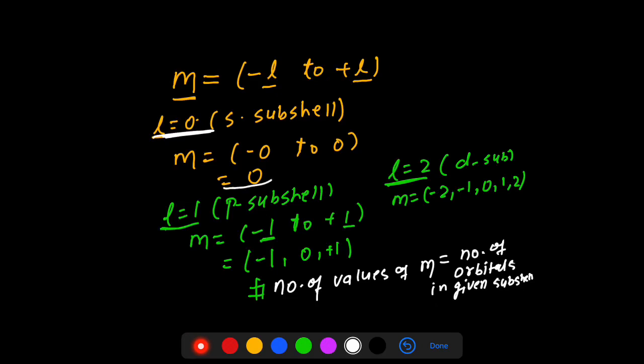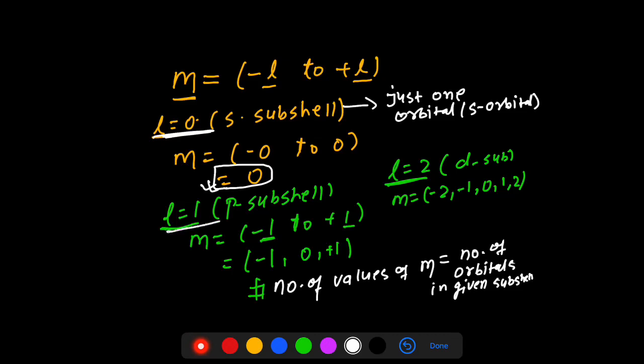How many orbitals a given subshell will have will be told by the number of values of m. For example, s subshell. How many values of m do we have over here? We have just one value. So if the number of values is just 1, the s subshell will have just one orbital, and we will call it the s orbital. Why? Because it had just one value of m.